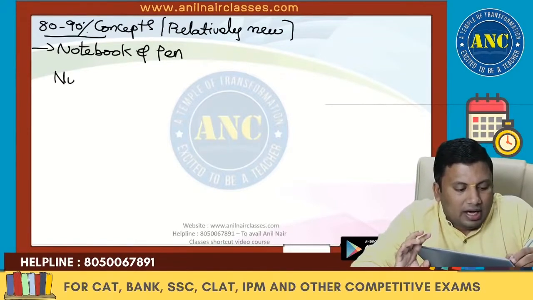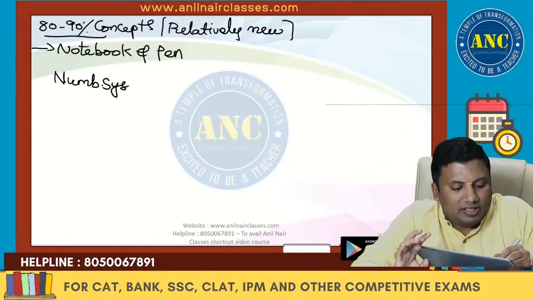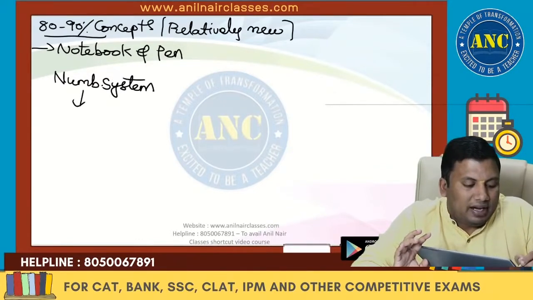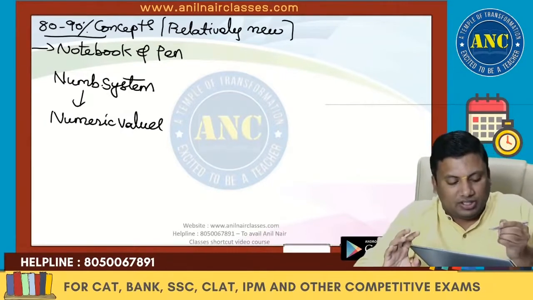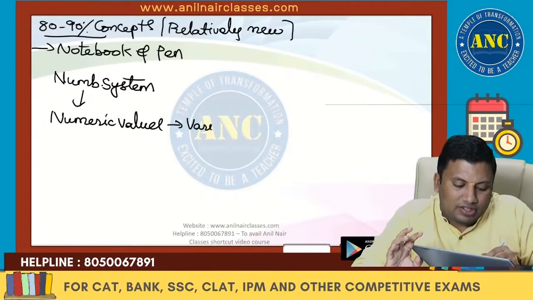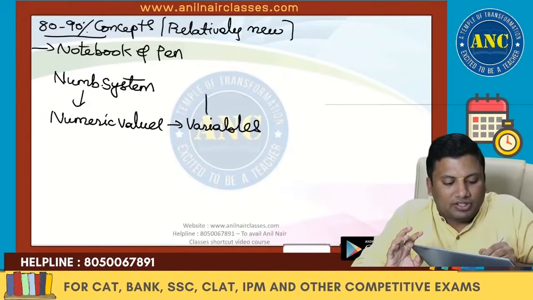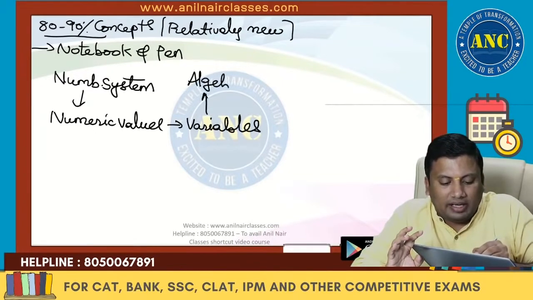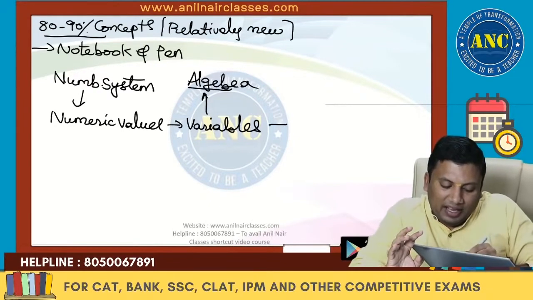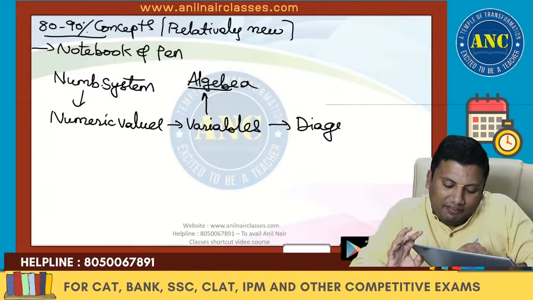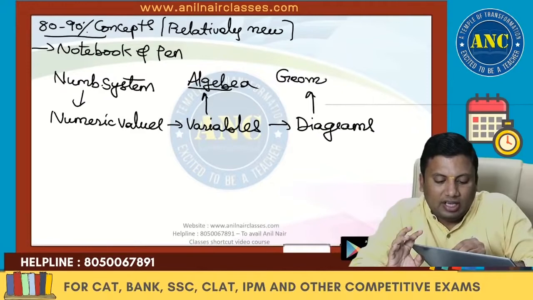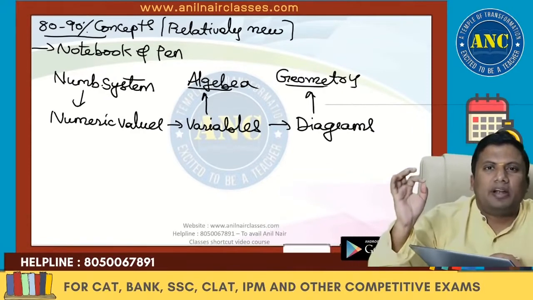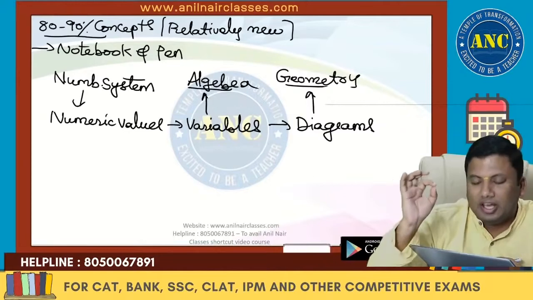Now, the number system is the representation of elements using numerical values. Anything that can be represented using numerical values comes under the number system. If I replace numerical values with variables, I get another chapter. If I replace variables with diagrams, I get another chapter, which I call geometry. Geometry is the representation of elements using diagrams.